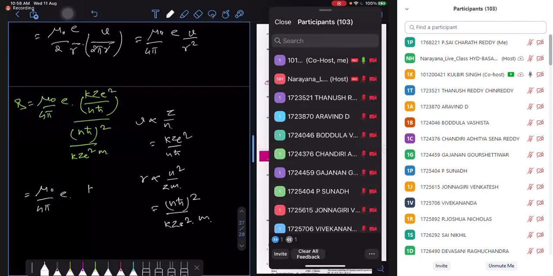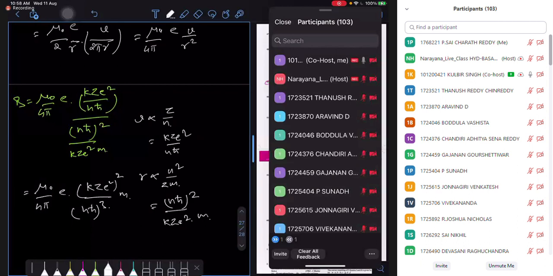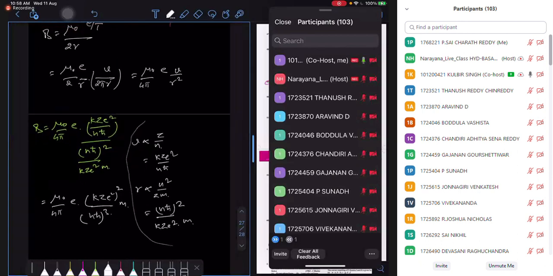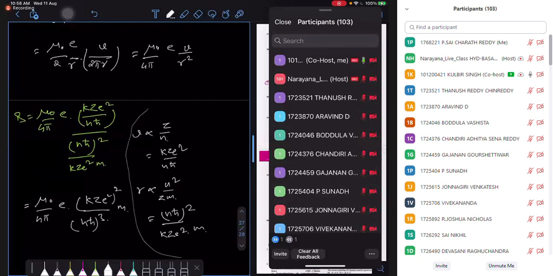The Z term is going to be a cube term. In the denominator you have square terms: the Z term is going to be my square term, and nħ is going to be my cube term. And one mass term is there in the numerator. Right, so that is my magnetic field in terms of expressions.